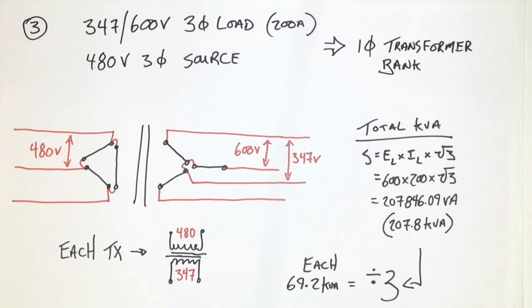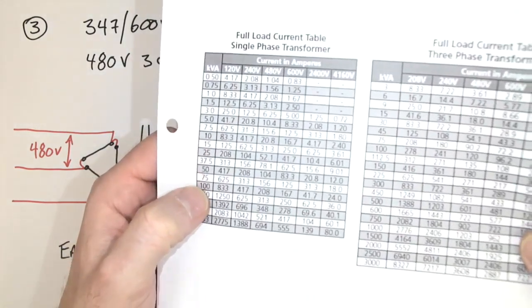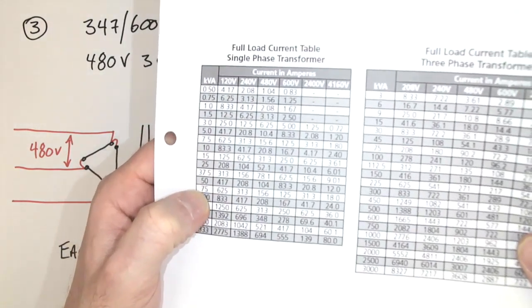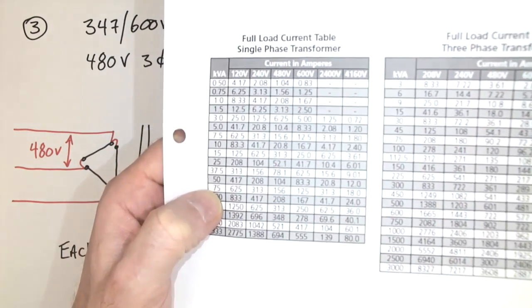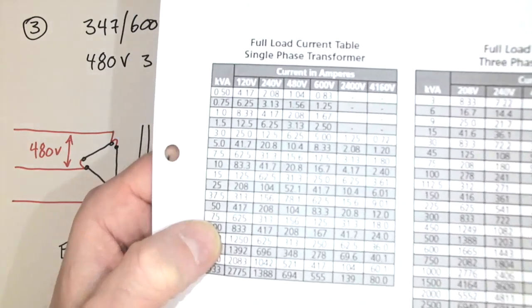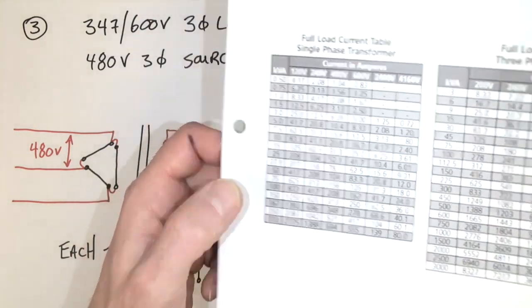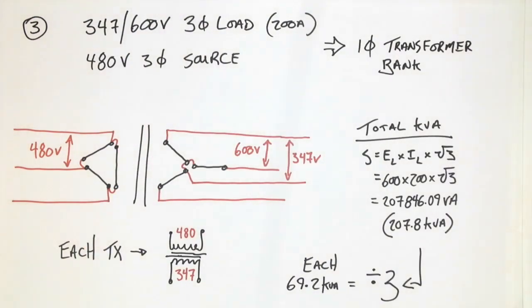And so when we go to select our transformers, we look in our table here and we look at the manufacturer and they say, well, we make a 50 and a 75. So you decide which one you want. And so if we want to ensure we have enough capacity, we would need to go with the, well, kind of hard to see there, 75 kVA individual transformers.